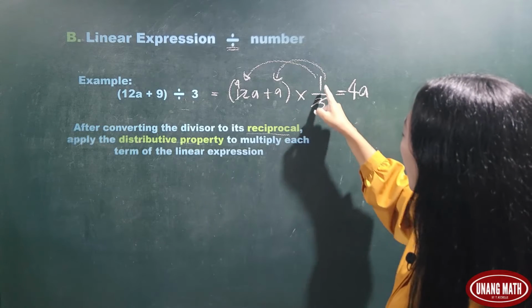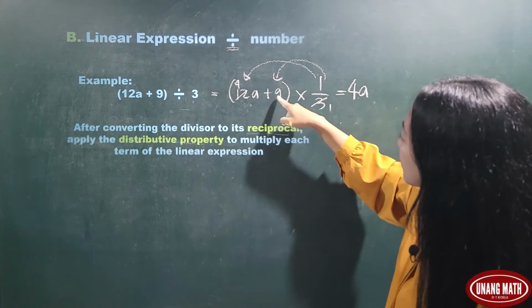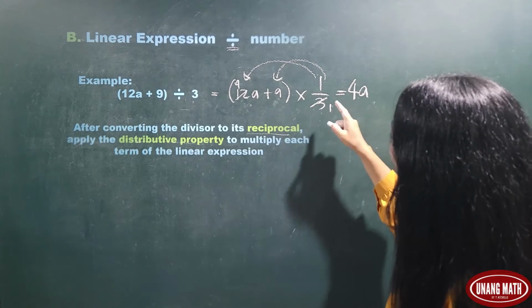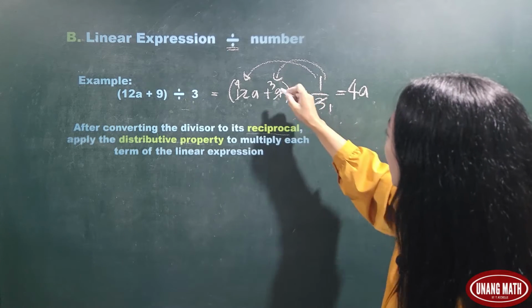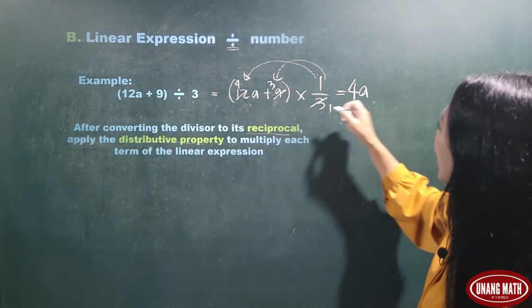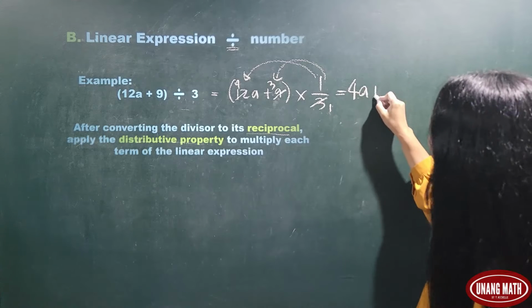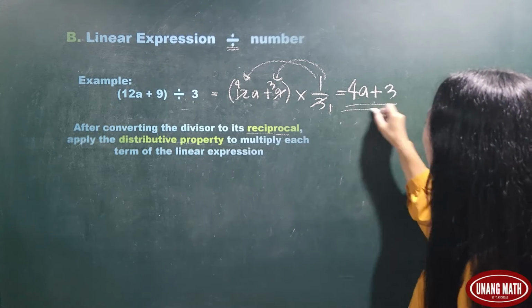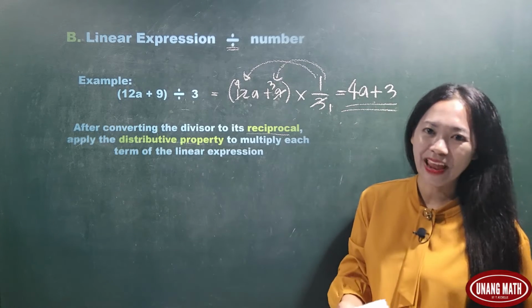How about 1 over 3 times 9? We can simplify. This becomes 1, 9 becomes 3. So 1 times 3 is 3. So this is 4a plus 3. This will be our answer.